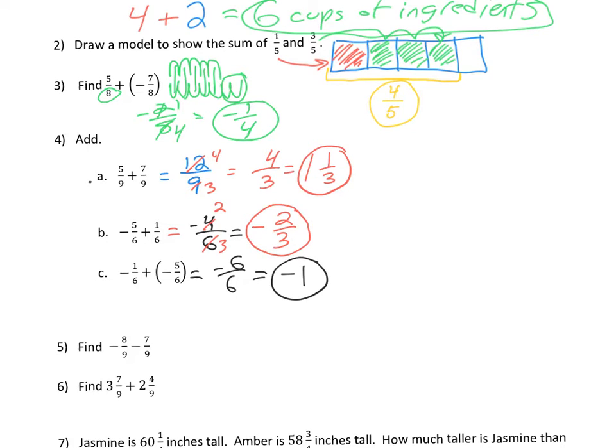And so I got -6 over 6, which is -1. I want to ask you a question about question B in terms of how I'm allowed to write an answer. I wrote there -2/3. What are the ways that I could write that?